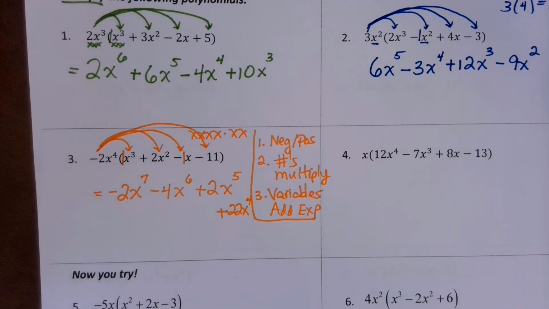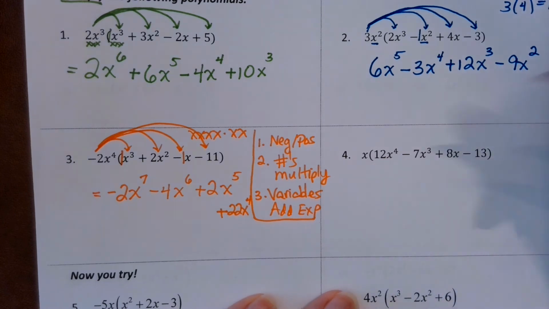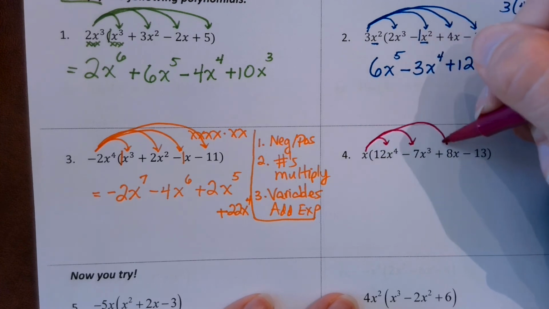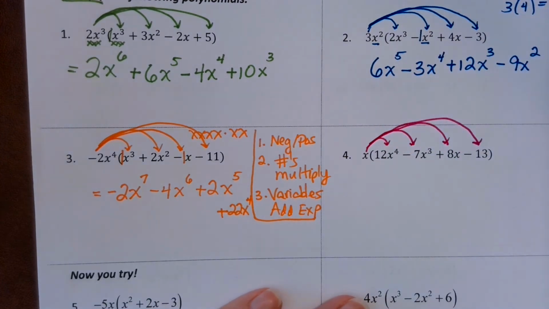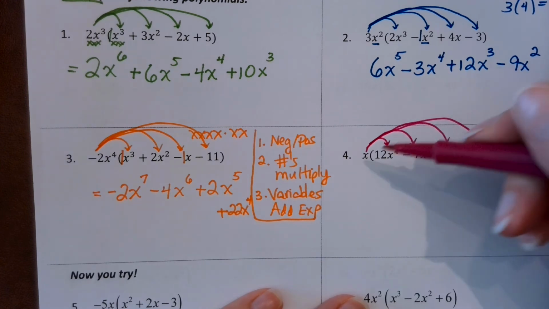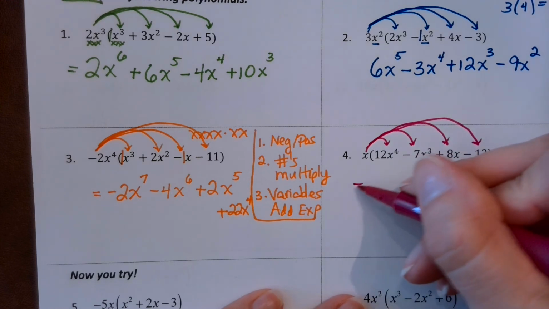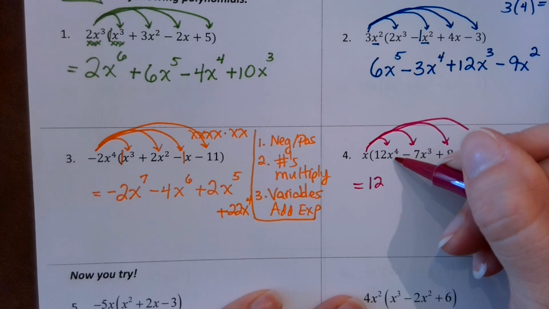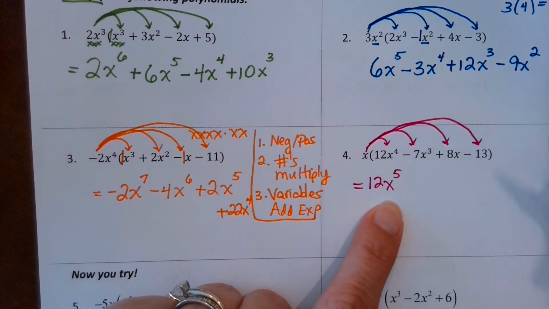Okay, last one. This one's actually kind of short and sweet. All we're going to distribute is an x. So what that means is he gets an x, he gets an x, he gets an x. Every term gets one more x than they used to have. And really I'm just distributing by a 1, so the numbers do not change. 1 times 12 is still 12. But then how many x's? When he gets one more x, he now has 5 x's.